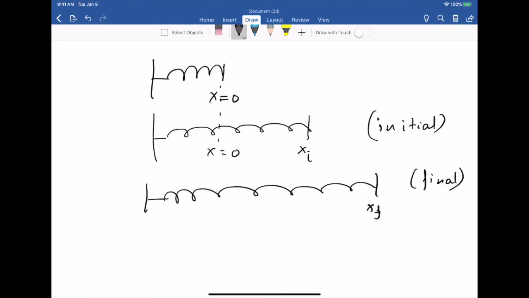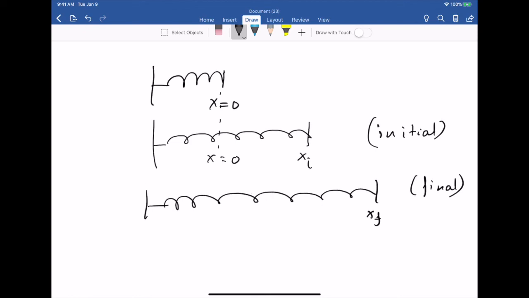So the first question that I want you to think about and try to figure out yourself before you listen to the answer is: is the work done by the spring force going to be positive or negative? The answer is the work done by the spring force will be negative. You can figure that out without doing any calculations. How do we know that? What is the direction of the spring force?